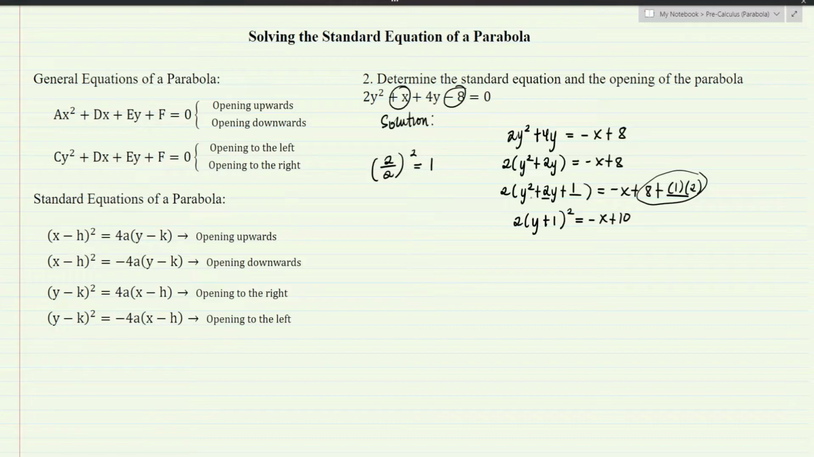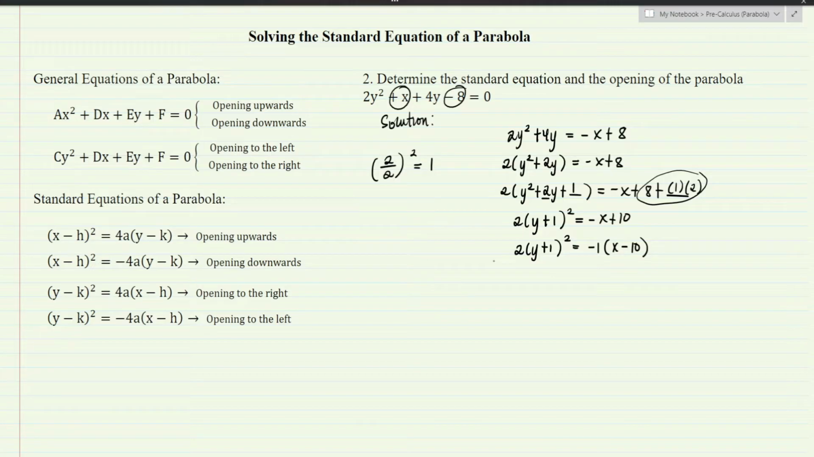Then the next step here is, since I have here a negative coefficient for the x, I will need to factor the negative 1 on the right side of the equation. So I will have here negative 1 multiplied by x minus 10. Then I will just copy the left side of the equation. So 2 times y plus 1 squared.